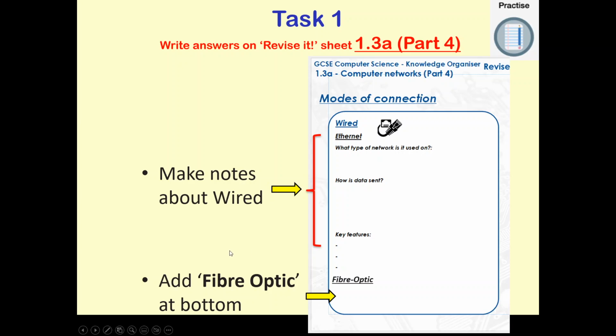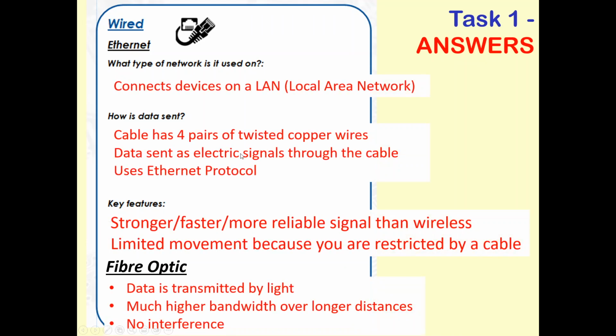Let's check what the answers would be. Okay, so what type of network is Ethernet used on? It's used to connect devices on a LAN, a local area network. How is data sent on the Ethernet? It has 4 pairs of twisted cables. Data is sent using electrical signals through the cable, and it uses the Ethernet protocol. Key features: it's a stronger, more reliable signal than wireless, but you have limited movement because you're restricted by a cable. It has to be connected by a cable that you can't move around with.